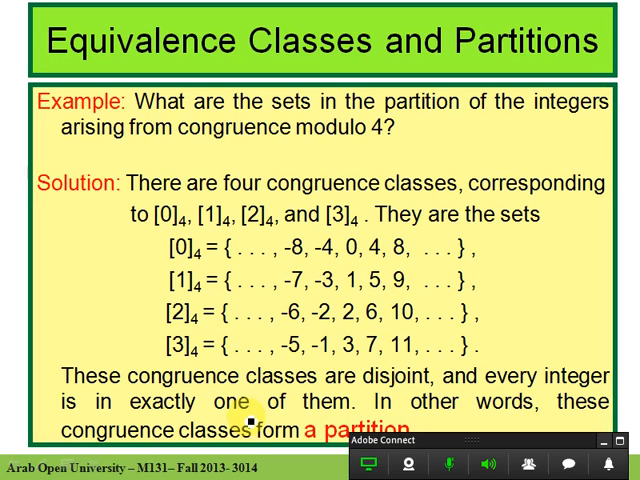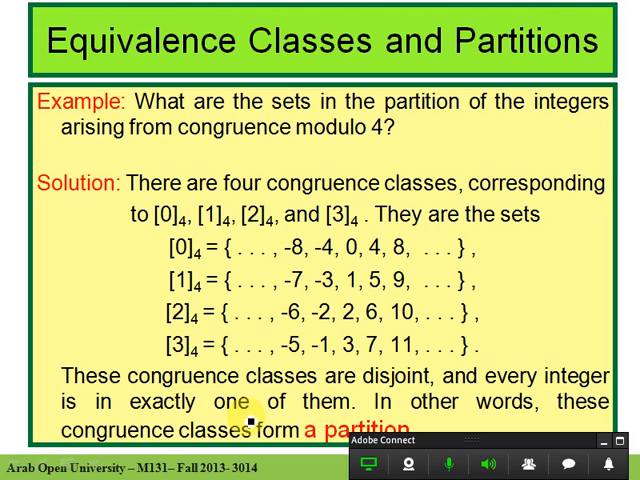Now here, for example, the question is: what are the sets in the partition of the integers arising from congruence modulo 4? Congruence modulo 4 means the remainders when you divide by 4. If you divide 1 by 4, what is the remainder?